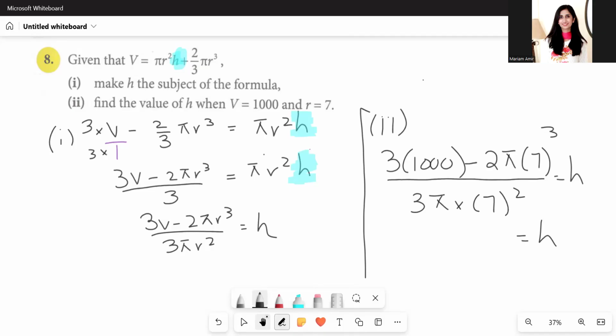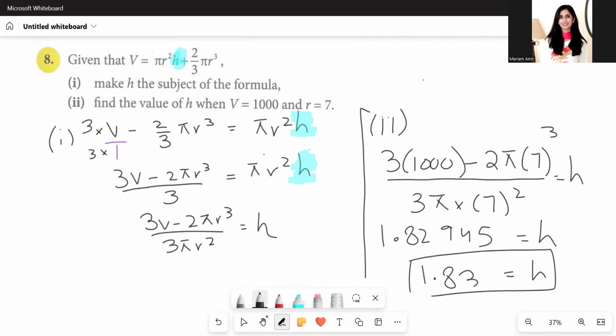1.82945 rounded to 1.83. Okay, I'll come and check what you got wrong in the calculator. 1.82945 rounded to three significant figures. How do I round this to three significant figures? 1.83. 1.83 is the final answer. Probably centimeters or whatever. Okay.